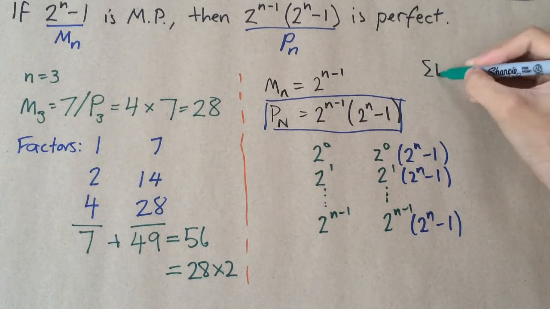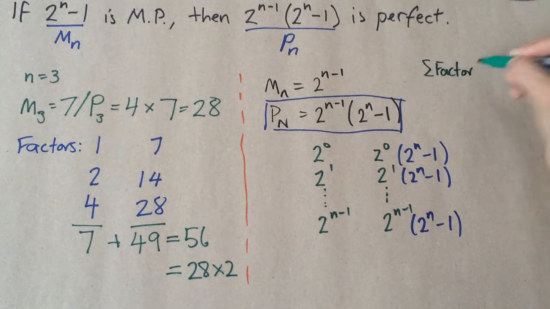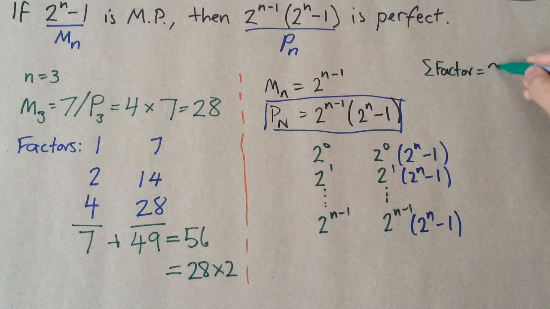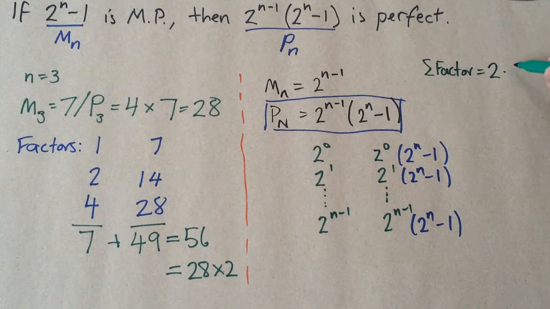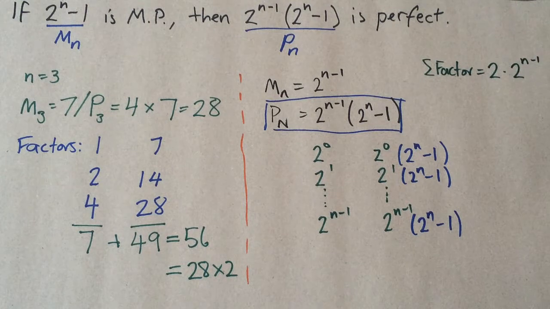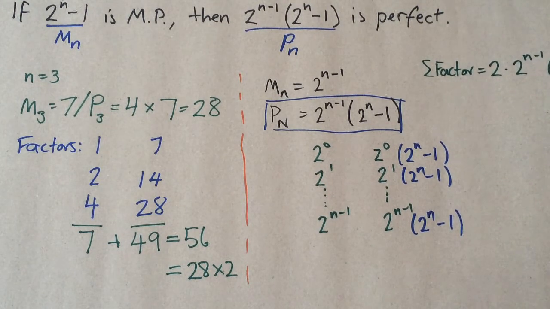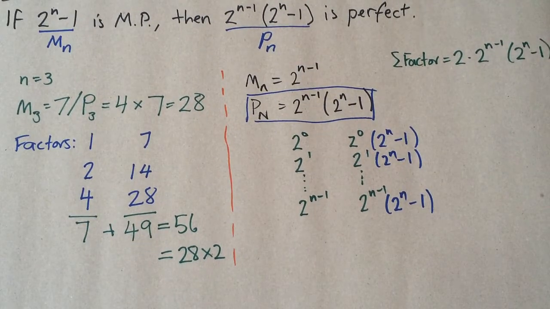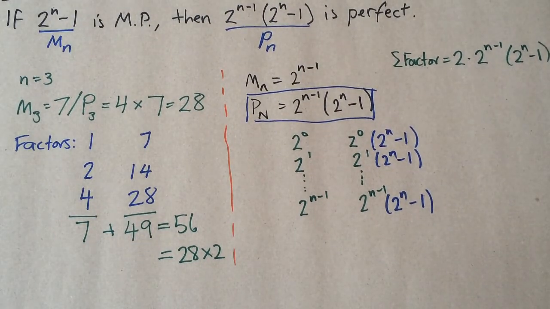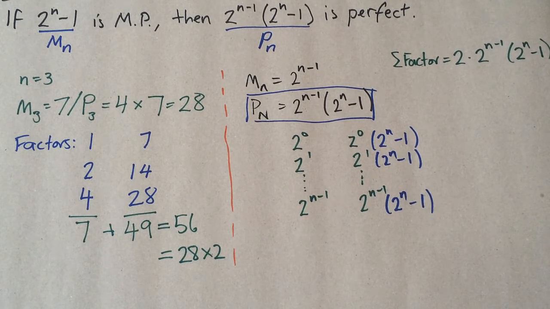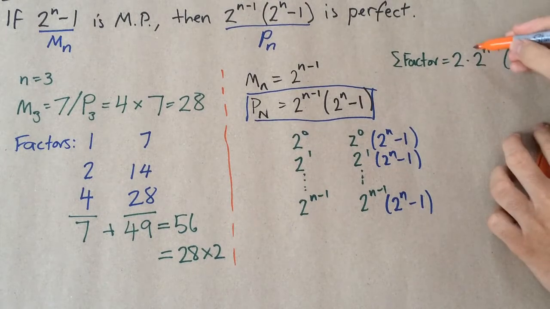Sum of the factors you would expect would equal 2 times 2 to the power of n minus 1 times 2 to the power of n minus 1. Oops, I didn't realize that's actually off screen. Okay, there we go. You can see this now. So the sum would be 2 times the perfect number, because that's what a perfect number kind of is.